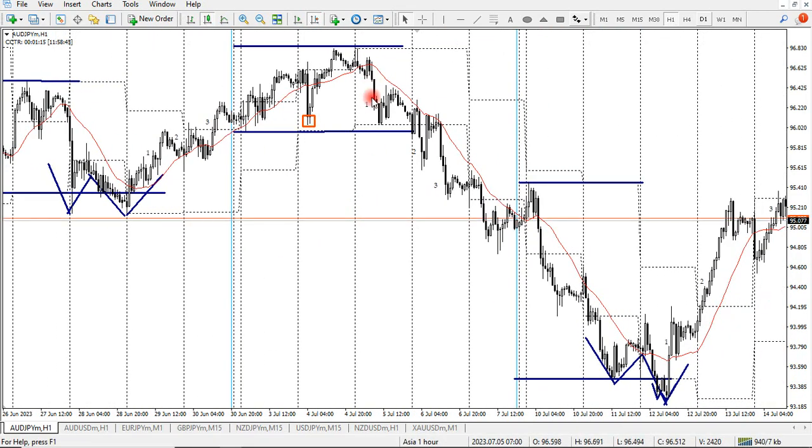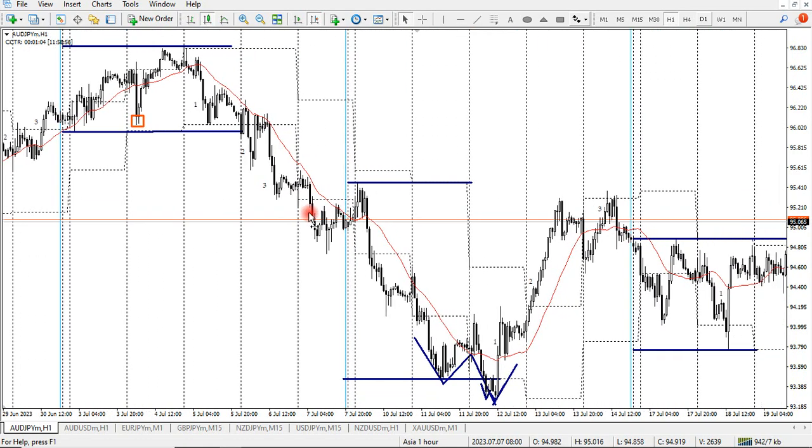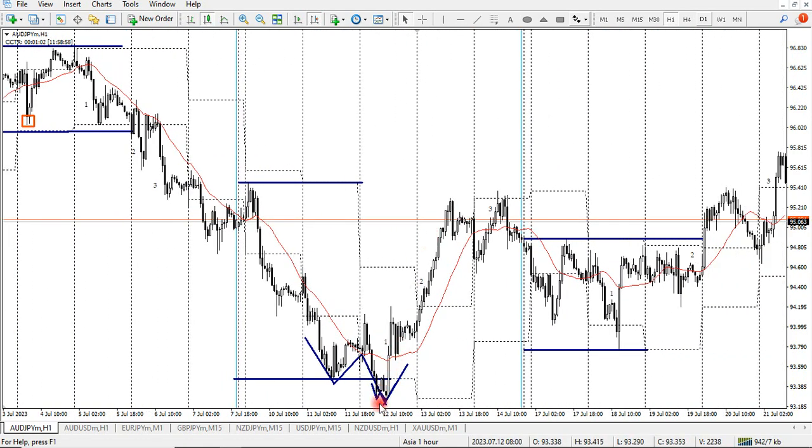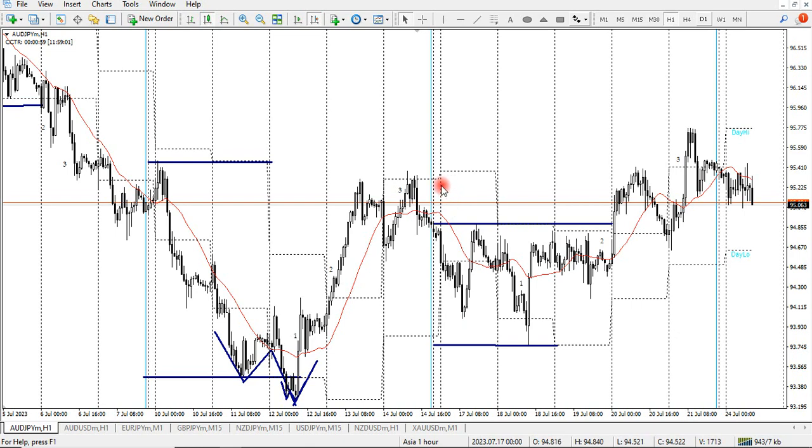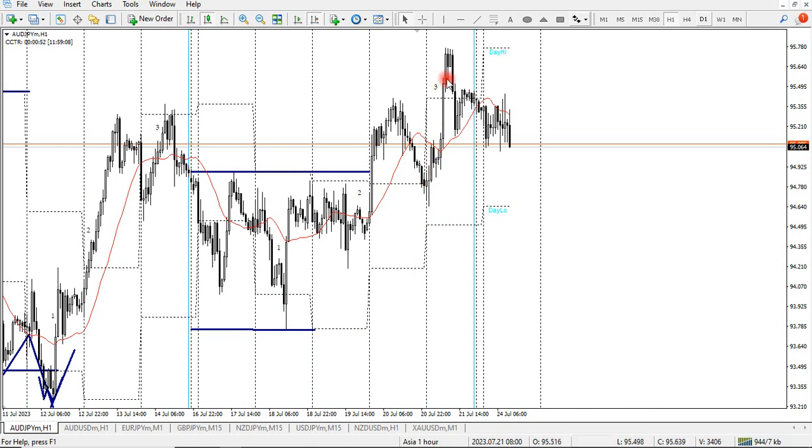Okay, 1, 2, 3. Even though it went down, after level 3 is completed, that's when you can exit, because now you can be expecting something. And you don't want to get things by surprise. After level 1, 2, 3, after level 3 completes, you just exit the trade. Okay, same thing. 1, 2, 3. After level 3 completes, you exit the trade.